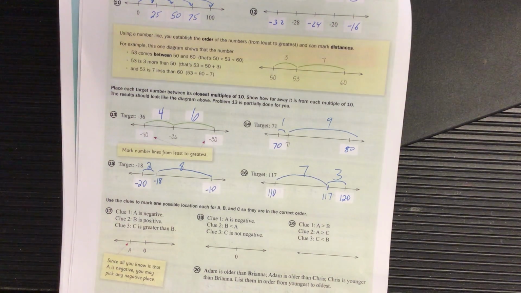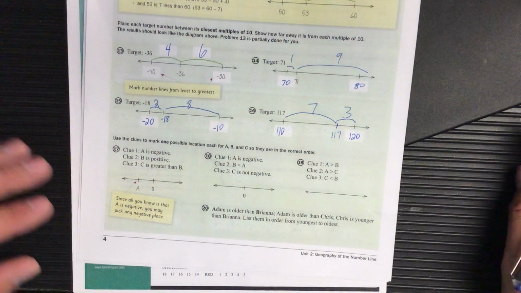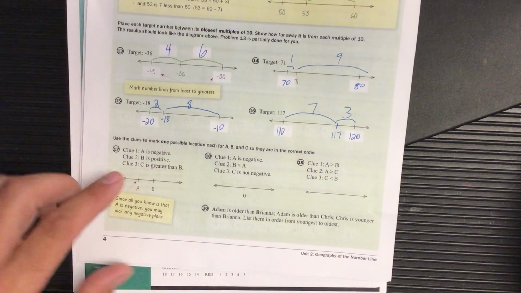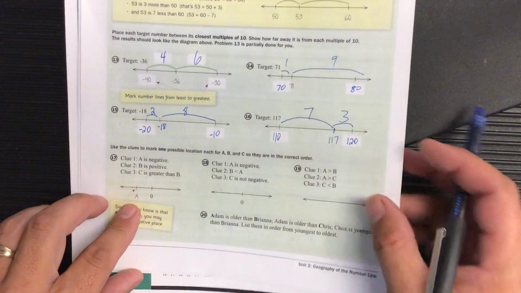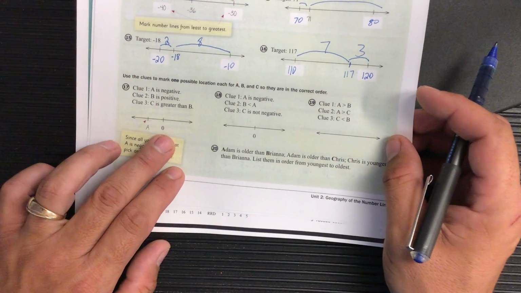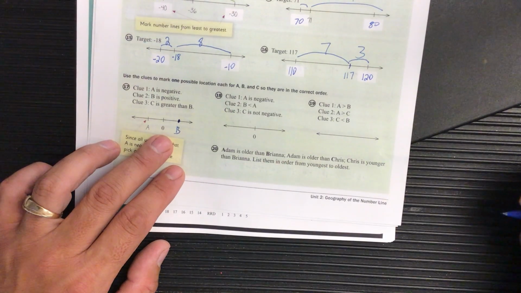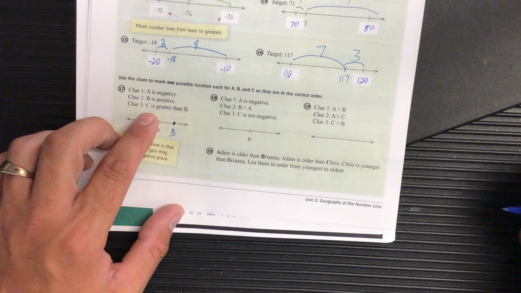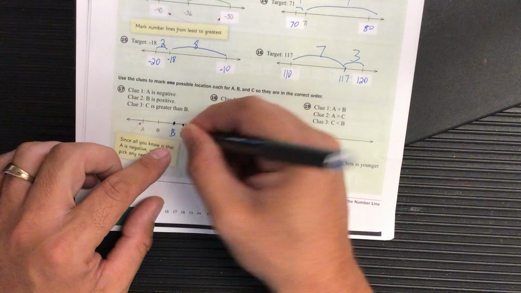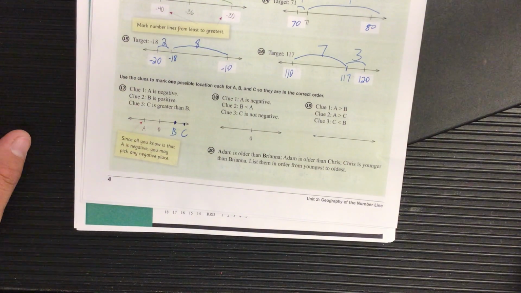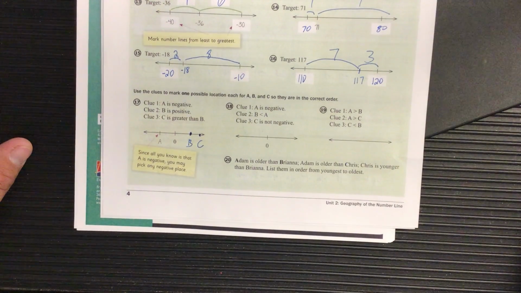All right, next question. It says use the clues to mark one possible location for A, B, and C so they are in the correct order. Clue number 1, A is negative, left of 0. B is positive, so which side of 0 does B go on? The right. Doesn't really matter where. And C is bigger than B, so where does C go? At the end of the right side. So that's the order: A, 0, B, C. The distance between them doesn't matter because we don't know their values.